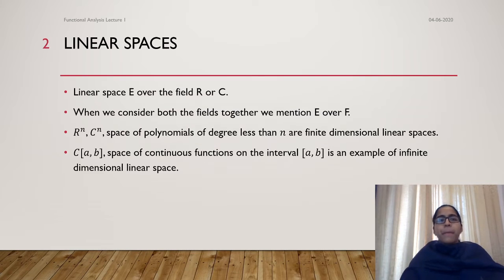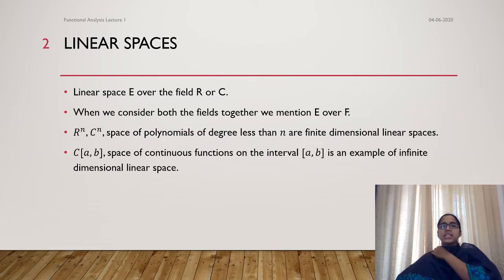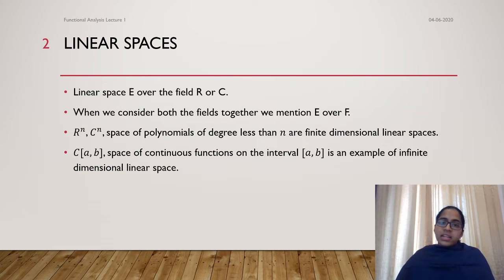So let us begin. First of all, we are going to denote any linear space in this session using the capital letter E, and we are considering all the linear spaces over the field of real numbers or complex numbers. In functional analysis, in some cases we have to deal with both these fields together. So we mention the linear space E over the field capital F. Whenever we mention E over F, we have to keep in mind that it is basically the field of real numbers and complex numbers.